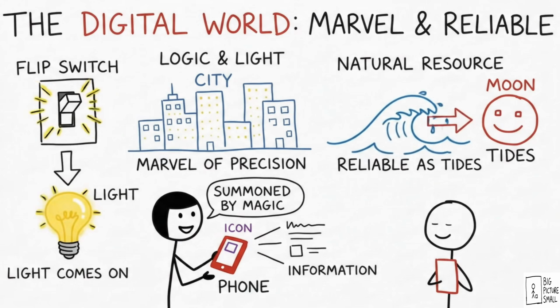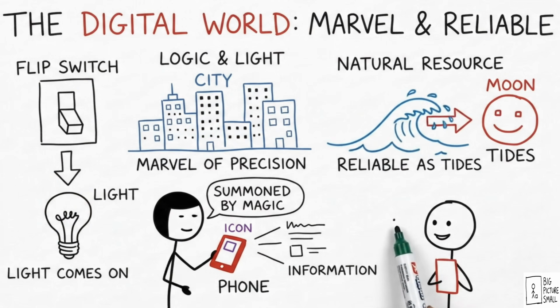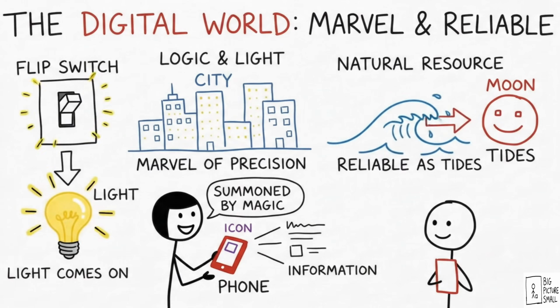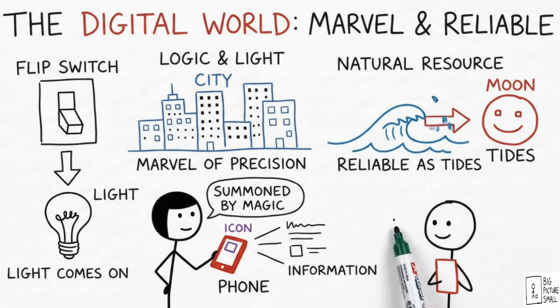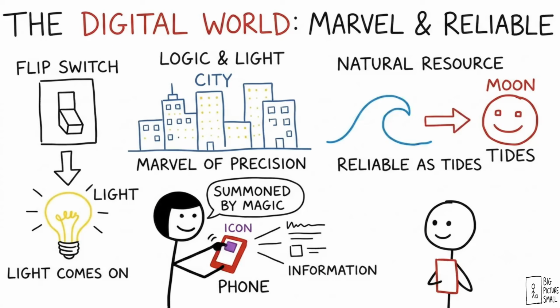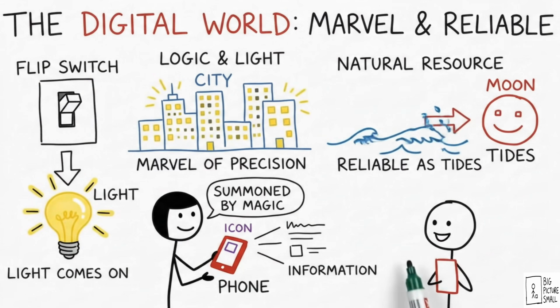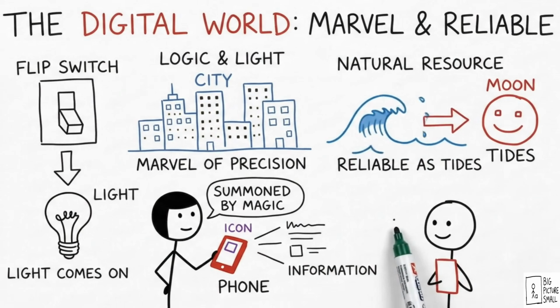We like to think of our digital world as a marvel of precision. We imagine it as a vast, clean architecture, a sprawling metropolis of silicon and logic where everything happens at the speed of light. We treat it like a natural resource, as reliable as the turning of the tides. You flip a light switch and the light comes on. You tap an icon on your phone and the information you need appears, as if summoned by magic.